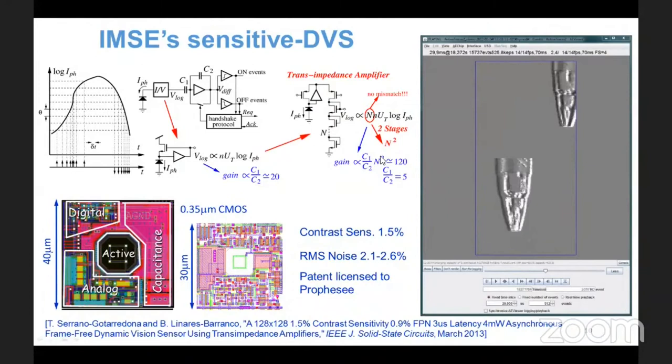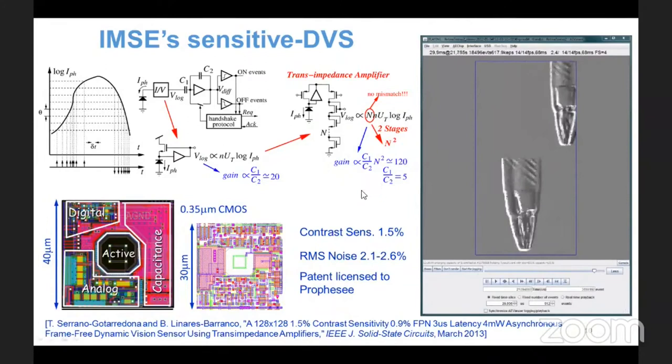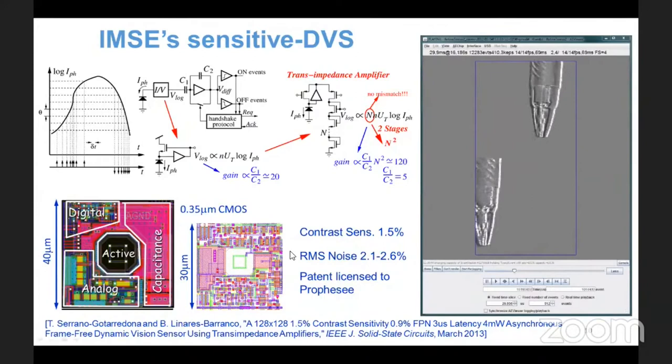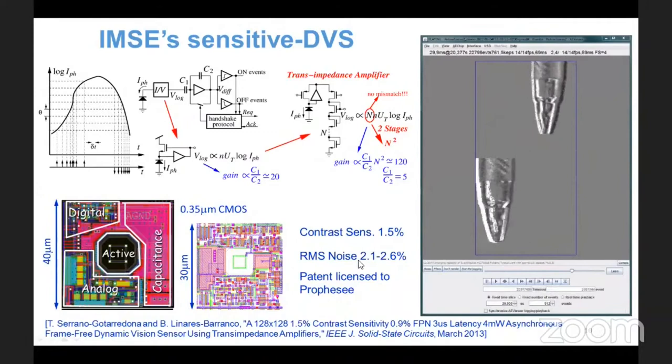In the original first DVS, they had a gain of 20, C1 over C2, this was the gain. So most of the area went into capacitor area, which is this reddish area here. With this tricky circuit, we could have a much smaller capacitance ratio and still have a larger gain, almost one order of magnitude more. So in the same technology, we could build a slightly smaller pixel, but with 10 times better contrast sensitivity. Still, noise was a little bit above the noise floor, but it was quite useful.